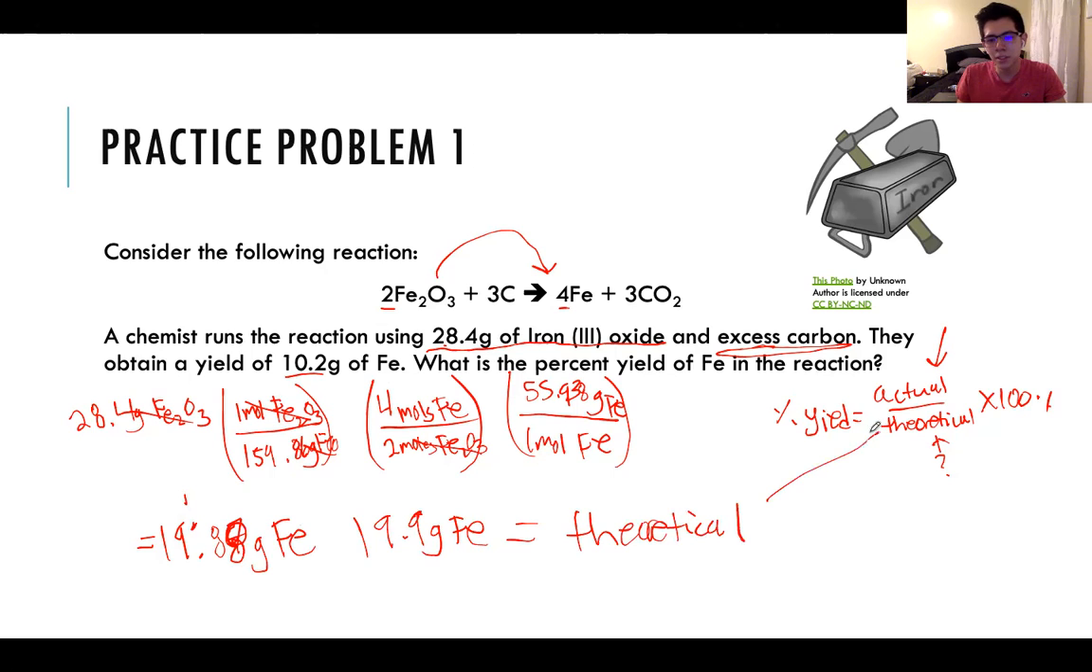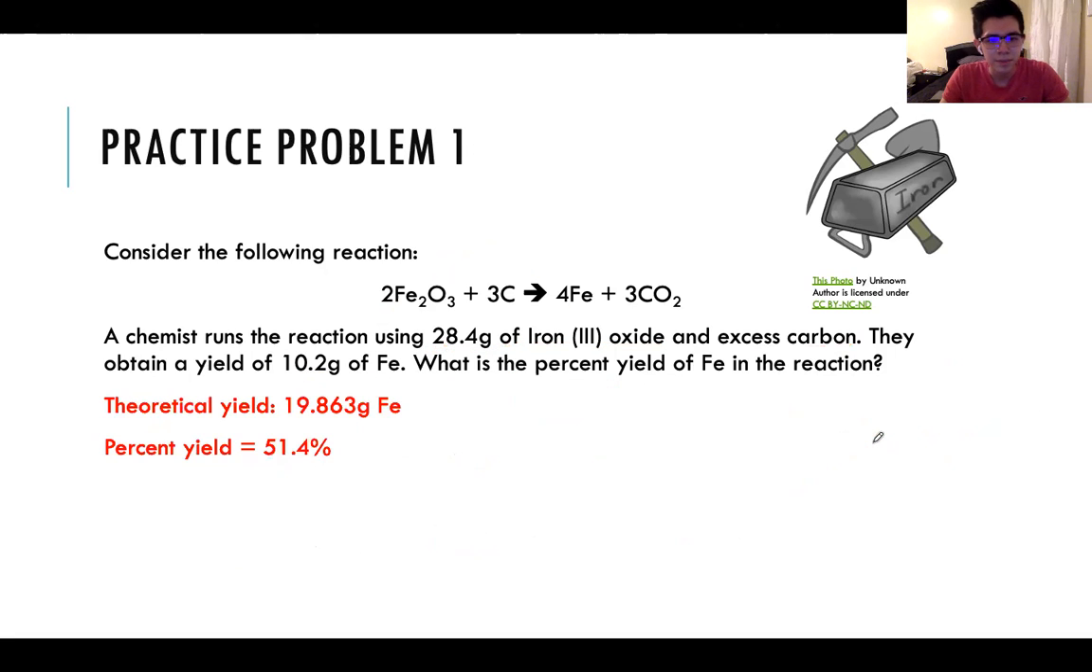So all we need to do is plug this value into here. And then we should be able to obtain the percent yield. And seeing that we did all the calculations correctly, we should be able to obtain a yield of 51.4%, or something really close to that.